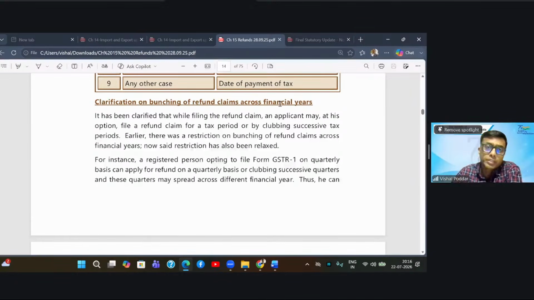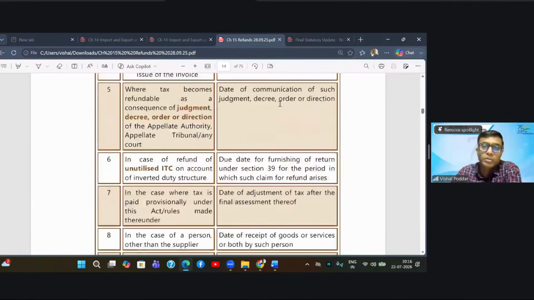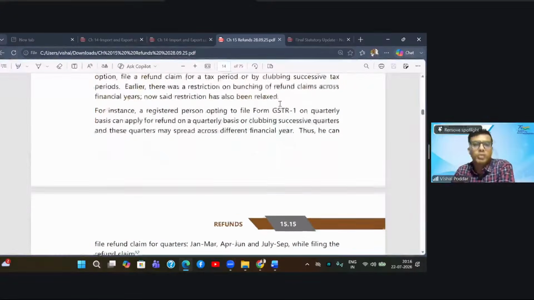So student, this table is very important for your exams. You should remember what will be the relevant date for counting the 2 years time limit.